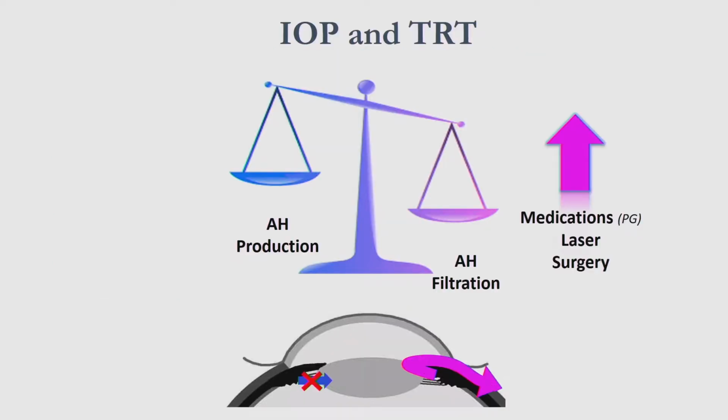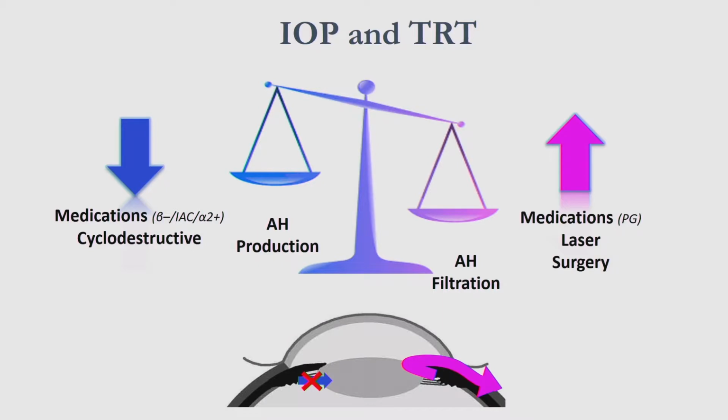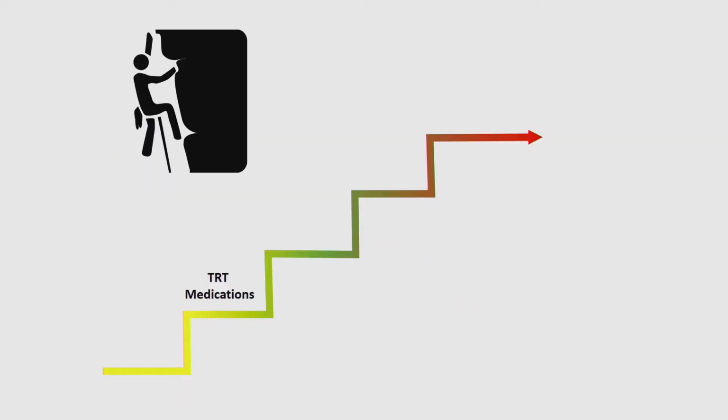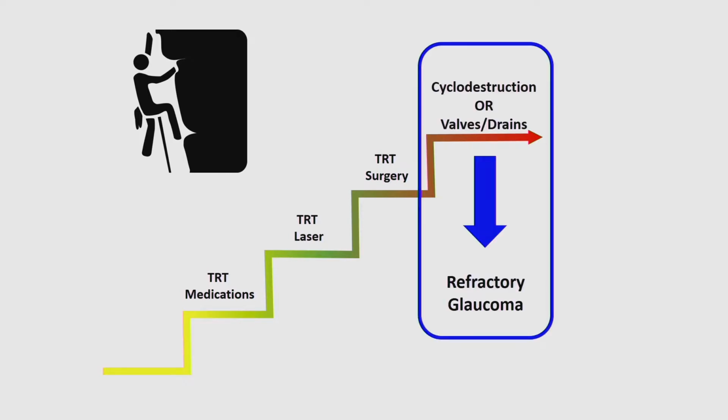So we have a large arsenal to control the IOP level, reducing the production of aqueous humor or increasing the aqueous outflow, with the aim of preserving optic nerve function. In current practice, we treat glaucoma step by step, depending on its severity, and generally cyclodestruction and valves are reserved for refractory and advanced glaucoma.